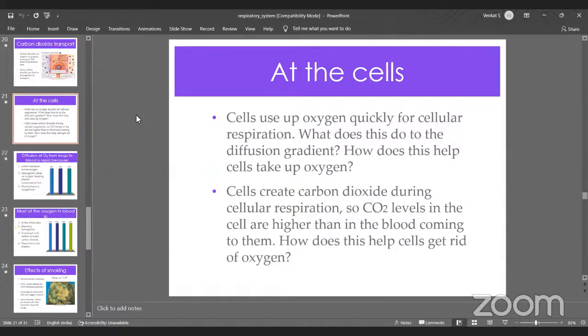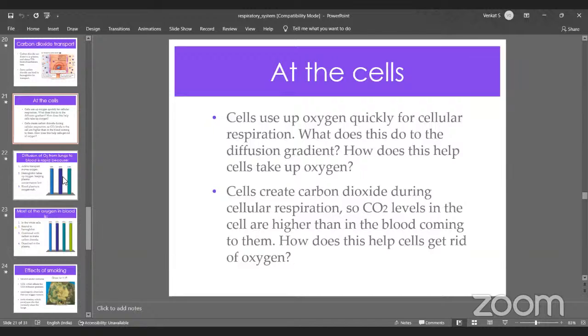What does this do to the diffusion gradient? How does this help cells take in oxygen? Cells create carbon dioxide during cellular respiration, so carbon dioxide levels in the cell are higher than in the blood coming to them. How does this help cells get rid of carbon dioxide? The transport of carbon dioxide and oxygen depends mainly on diffusion and diaphragm contractions.